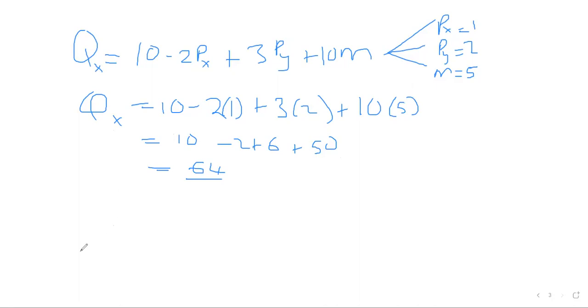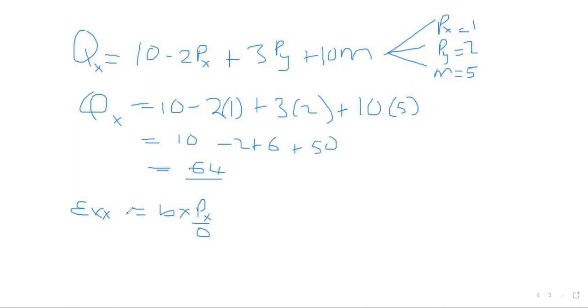Now to find own price elasticity, X against X, we're just simply going to use this formula. Our B, which is a gradient, times the price of X over good X.